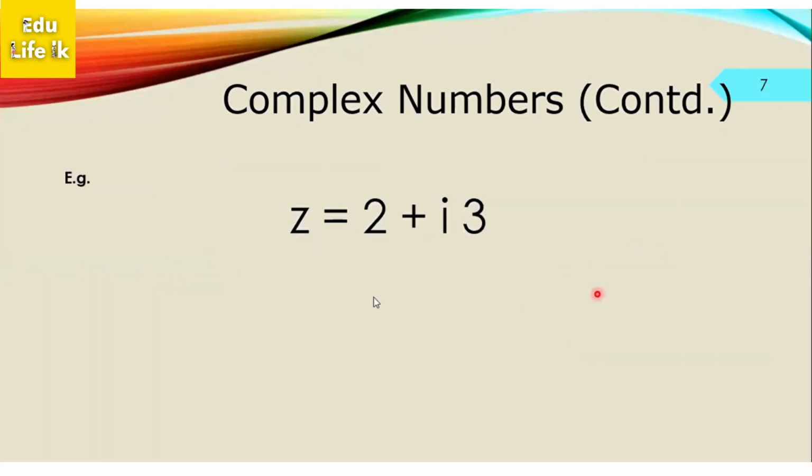We'll try to understand this with an example. Now a complex number is given as z equals 2 plus i times 3. Earlier we had z equals x plus iy. Now x has been replaced by 2, and y has been replaced by 3.